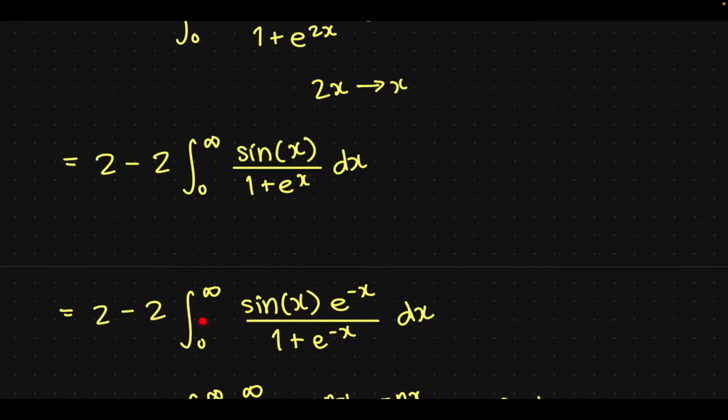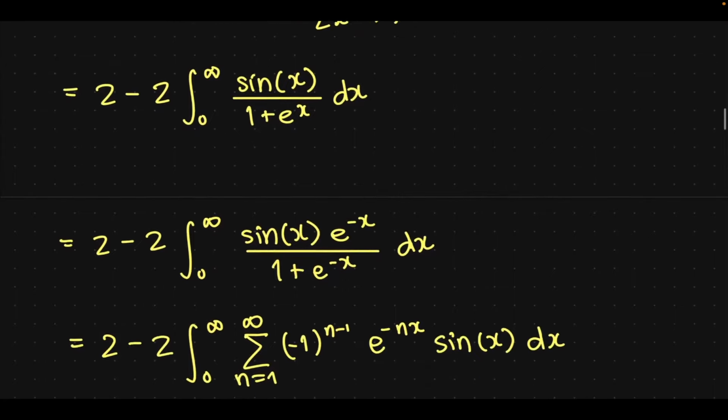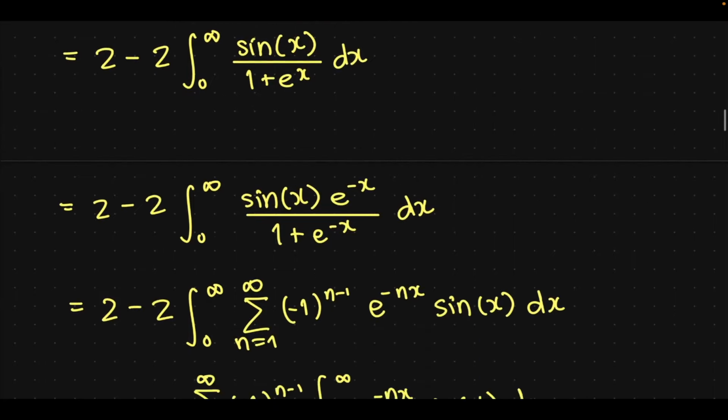So 2 minus 2 times the integral 0 to infinity of sine of x e to the minus x divided by 1 plus e to the minus x dx. Now e to the minus x is between 0 and 1 on 0 to infinity, and that works. It has to be less than 1, and that's it. We've satisfied the criteria. We expand the geometric series. So 2 minus 2 times the integral 0 to infinity of the sum from n equals 1 to infinity of minus 1 to the n minus 1 e to the minus nx sine of x dx.